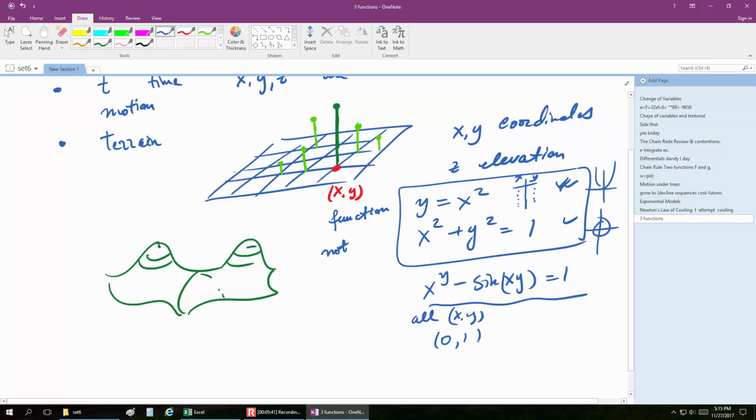How about 0 and 1? Then it will be 0 minus 0 is equal to 0. No, 0, 1 does not belong to this curve. So it's a curve, presumably, but 0, 1 does not belong to the curve. 0, 0 is even unclear because it's indeterminate. And then you keep checking, and you will have more failures than successes.